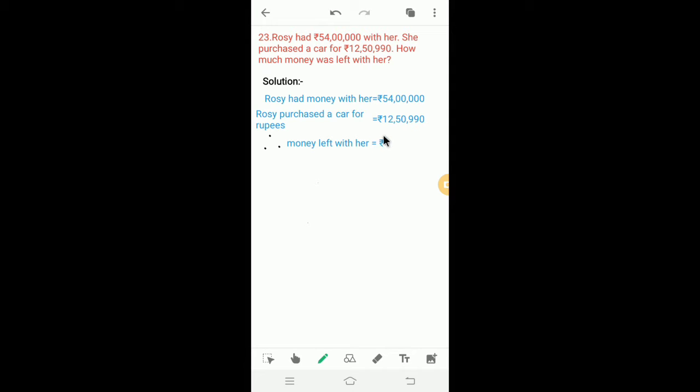So what we have to do? We have to subtract 12,50,990 from 54 lakh. So first we have to create solution box. So first I will take 54 lakh: 0 0 0 0 0 4 5. Next I will take 12,50,990. So 0 9 9 0 5 2 1.